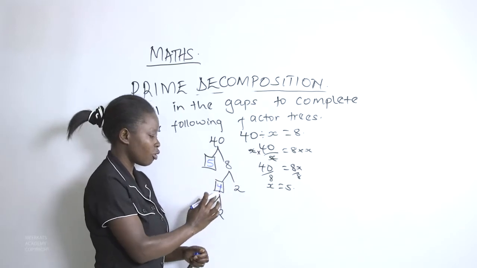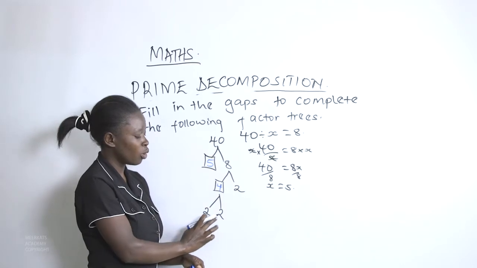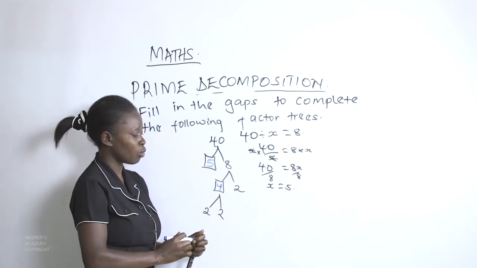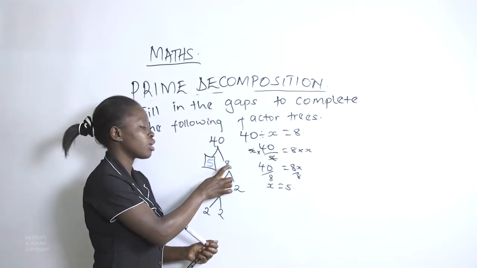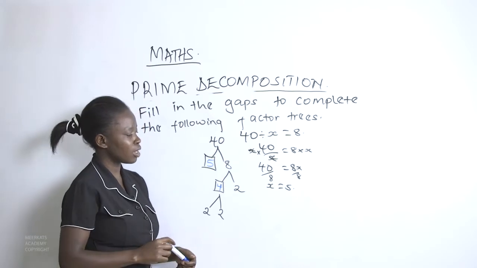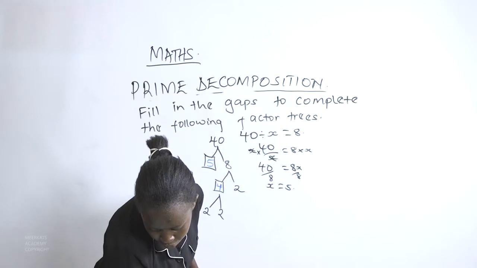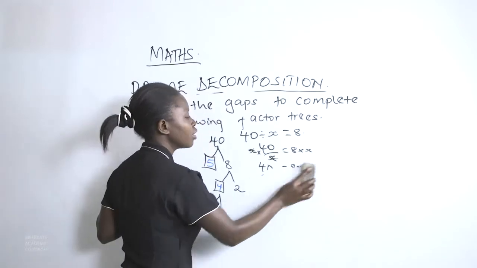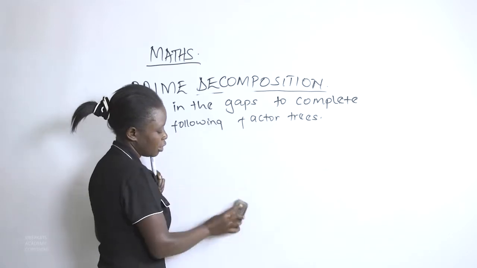Then this 4, when we get the prime factors of 4, we have 2 and 2. 2 times 2 will give us 4. 4 times 2 will give us 8, and 5 times 8 will give us 40. So filling in the gap, that is what is expected of us. Another factor tree we have to fill in.